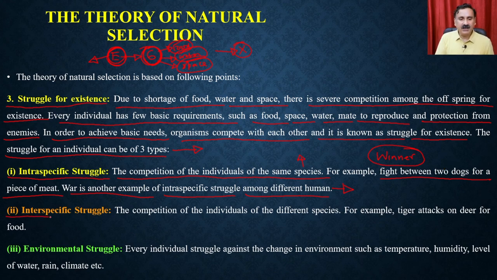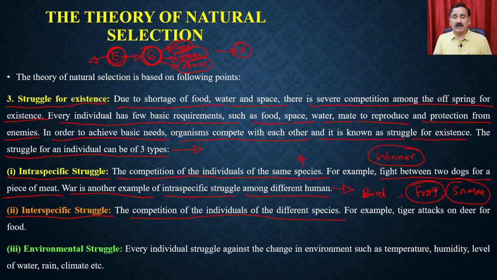Then we have the interspecific struggle, the competition of individuals of different species, which means if you have a bird and a frog, for example, or suppose you have a snake, right? In that case, the frog requires protection from the snake, right? It has to have the ability so that it can take up food and nutrition, and it also can get protection from the snake. Similarly, the snake also should get protection from the bird.